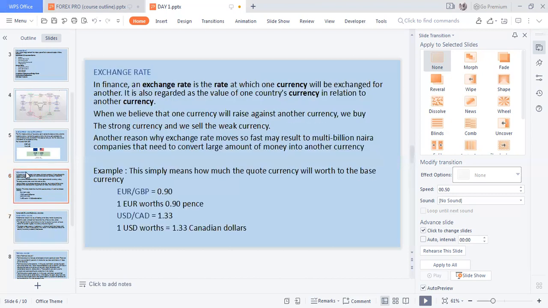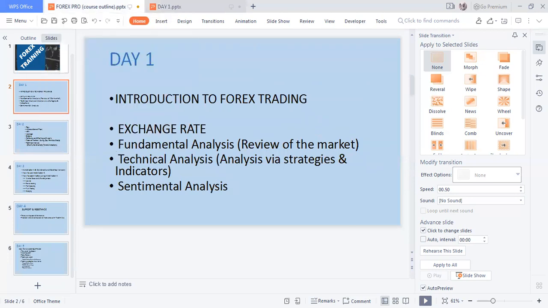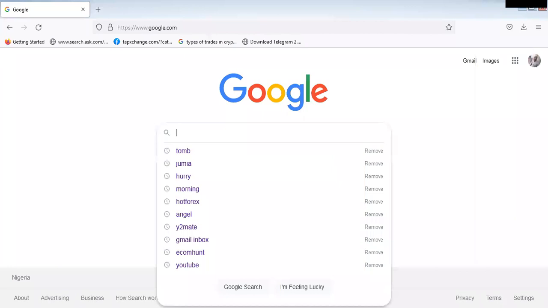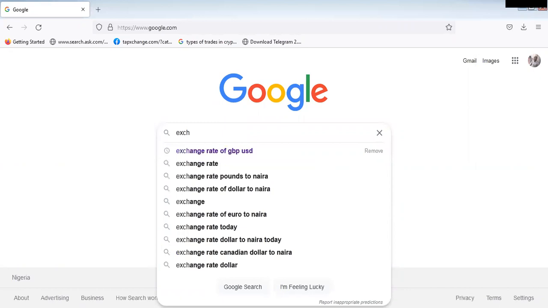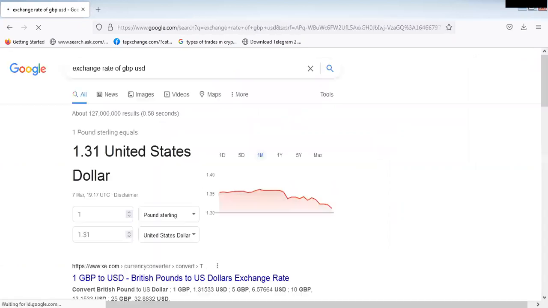The next one is, before I go to exchange rates, I want to quickly do something on my screen. Let's go to Google. Let me just type exchange rate for GBP USD. Can you see? The exchange rate for GBP USD is 1.31 United States dollars.